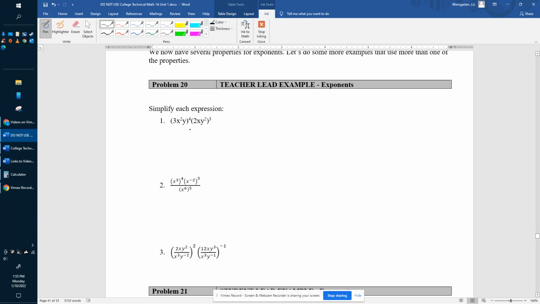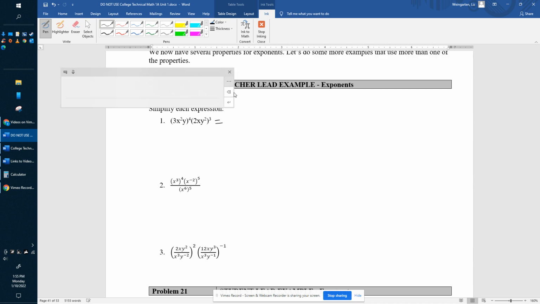Well, now that we've learned all of these rules, let's apply them. Let's do a bit more complicated items here. This is probably going to be more like what you're going to see in your homework. So let's see here. Simplify each expression. What we're going to do first is, again, exponents in parentheses. So that's going to be our order of operations.